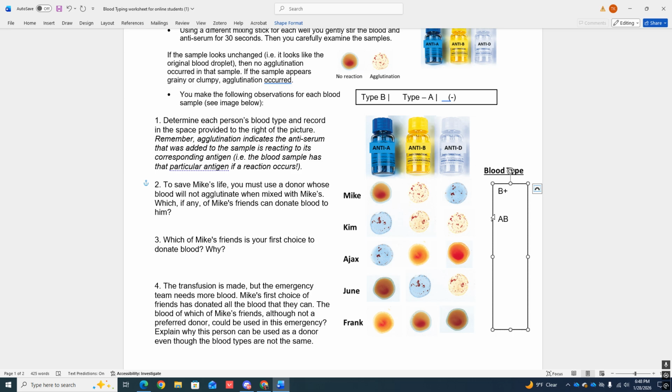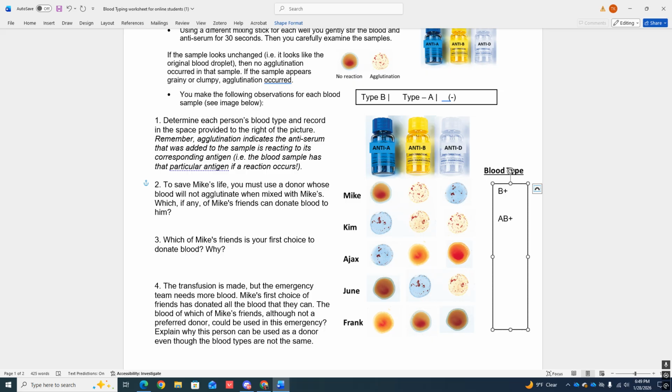Now, is she negative or positive? Well, same thing for Mike here. If it agglutinates over here, that means that you are a positive. So she is AB positive. She is the true universal recipient of blood because she can take in blood from any blood type possible. She can receive from all of it. So we got Kim out of the way.